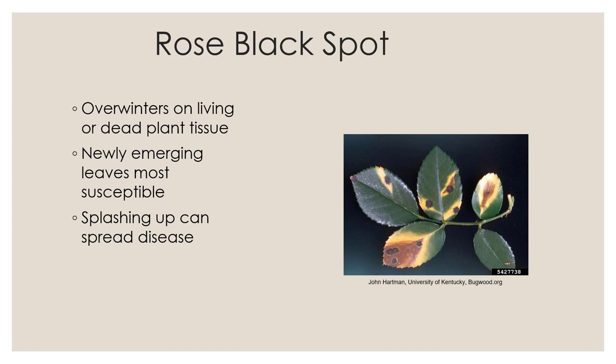So rose black spot is a way of life in the Pacific Northwest. It overwinters on living or dead plant tissue, and so your newly emerging leaves are most susceptible. You quite often see this really coming up in May and June. Splashing up can actually spread the disease, so if there's a way you can situate some drip irrigation and cover the misters with mulch so it doesn't splash back up. The other thing you could try is raising up the canopy so there's no splashback.